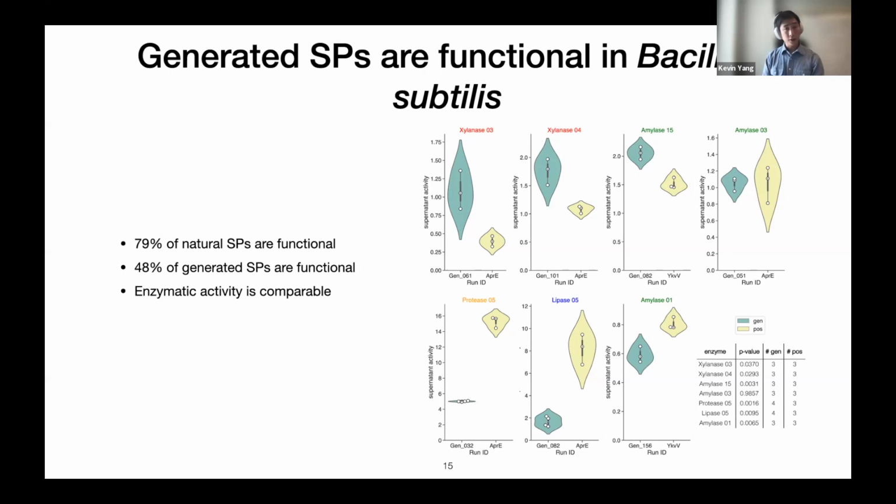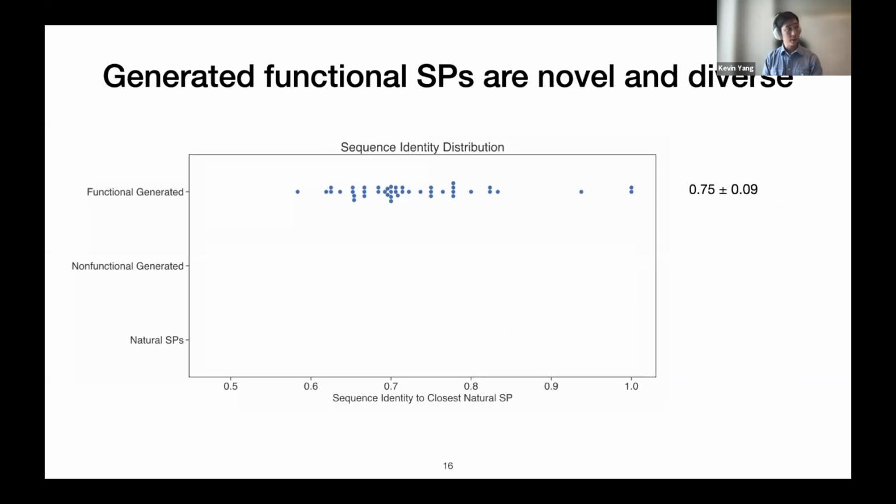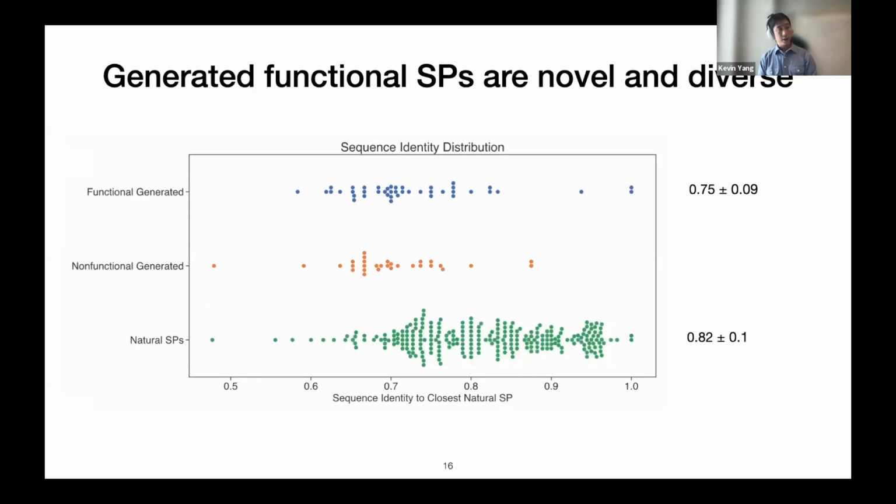Of course, we could just be doing this by memorizing natural signal peptides and spitting them out, and we find that that's not exactly the case. The ones we generate that are functional have on average 75% identity to the closest natural signal peptide that we have. And the non-functional ones are pretty similar. They're a little bit more diverse, but not by much. And if you just look at natural ones to see what the baseline diversity in signal peptides is, they tend to be about 82% identical to the closest other natural one.